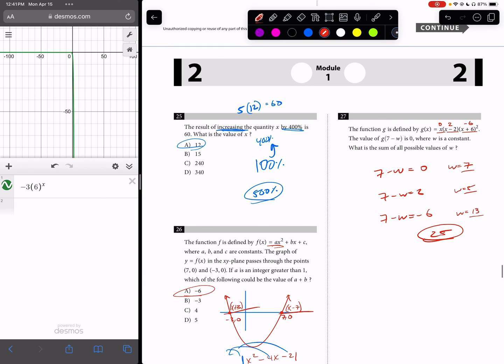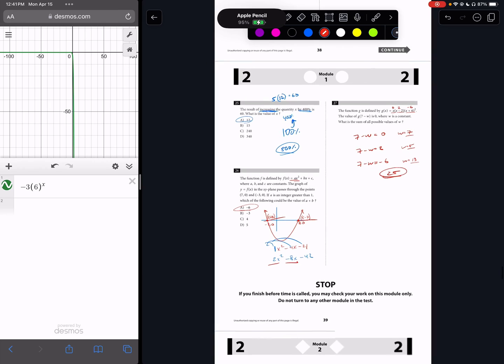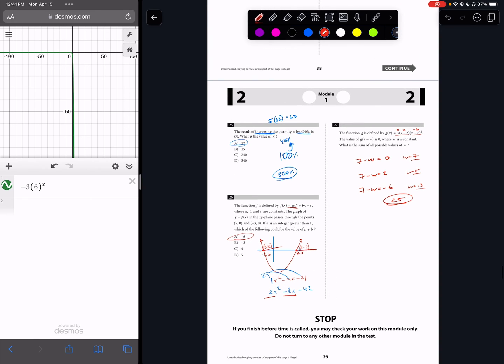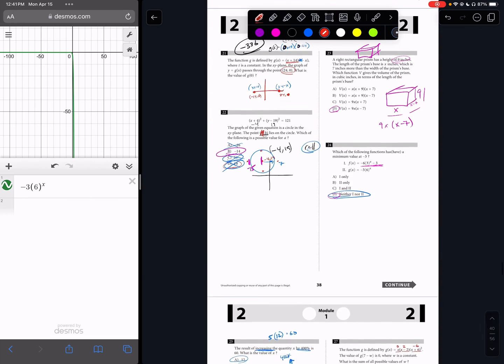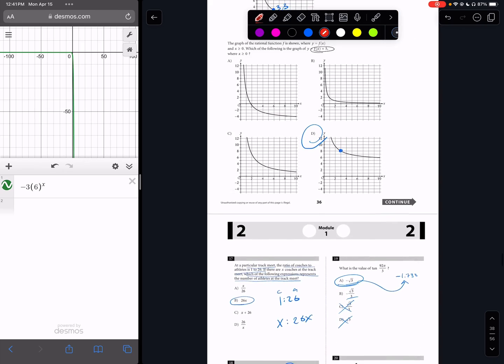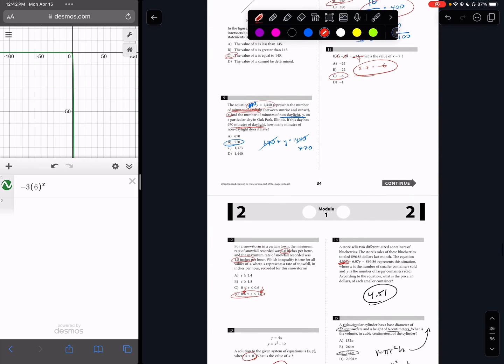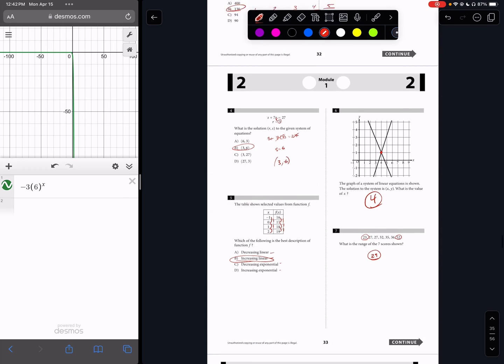All right, in that case, I am going to go ahead and check my answers to this first module and see how I do. I'll post in the comments how I did, but I'm pretty sure I got 100%. I'm pretty sure I got every single question right.